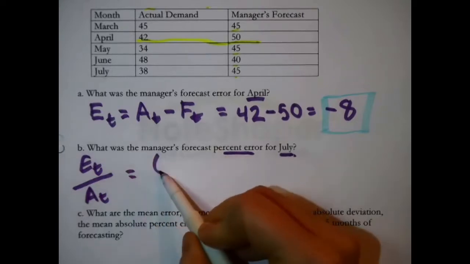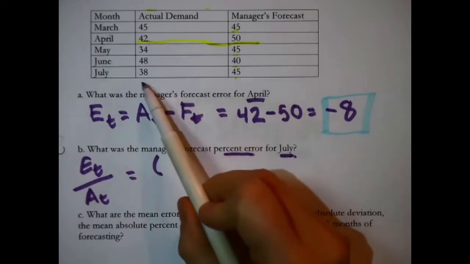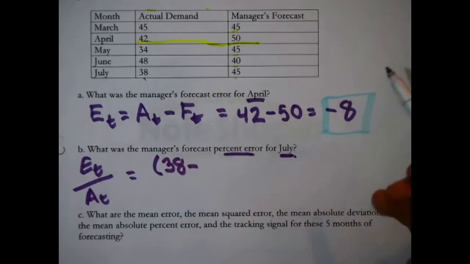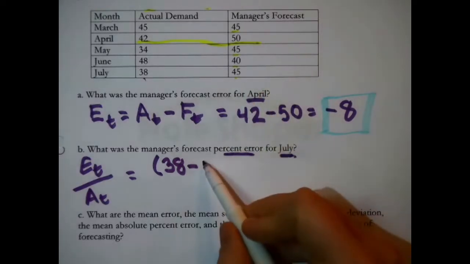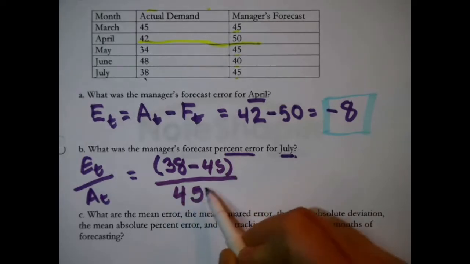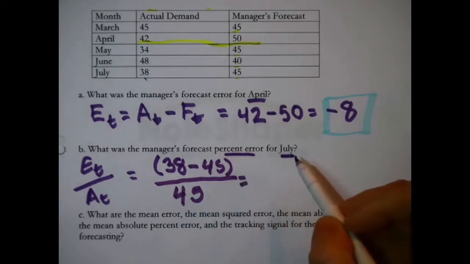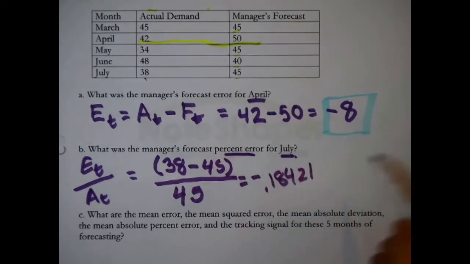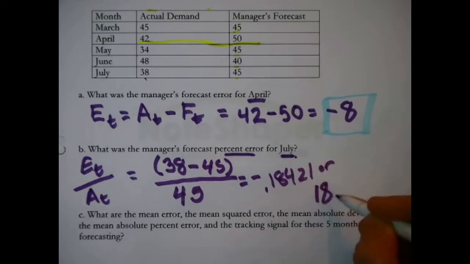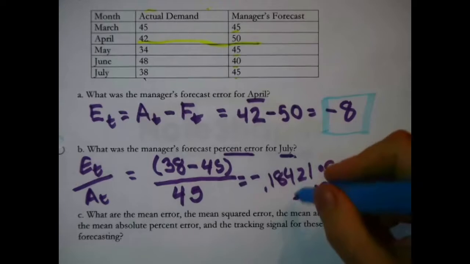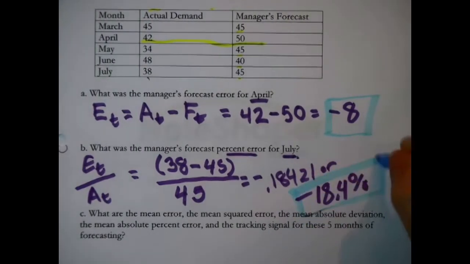So the error for July would be the actual in July, this is at the bottom of the table, so it won't be hard to spot, 38, minus what she had forecast in July, that's 45, and then divided by the actual in July, which is 45. So I did that, and it comes out to be -0.184, or a little bit more intuitive, just change it into a percent, -18.4%. We would say that in July, the percent error was negative 18.4%.